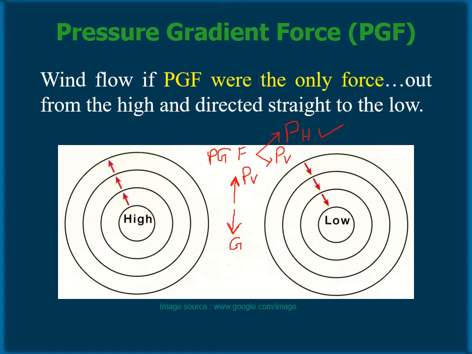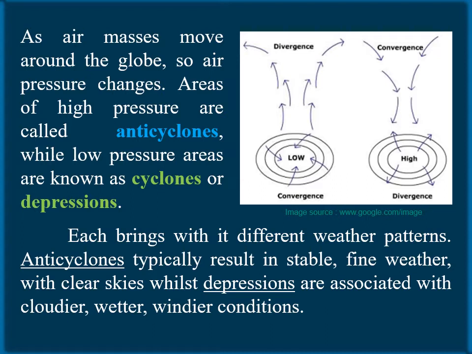Now, as air masses move around the globe, that movement occurs due to changes over the earth surface, mainly due to the horizontal component of the pressure gradient force. Along with the horizontal component, at certain points the vertical component is not balanced. So at those points, upward or downward movement, that is vertical movement, also occurs, and that is why wind rises at some points and sinks at others over the earth surface.